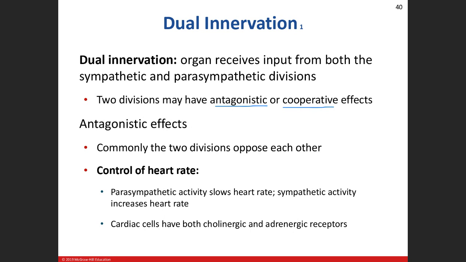When they're antagonistic, they're going to oppose one another. And a good example for that is the heart rate. When your heart is beating, your sympathetic nervous system will increase your heart rate, whereas the parasympathetic nervous system will decrease the heart rate.